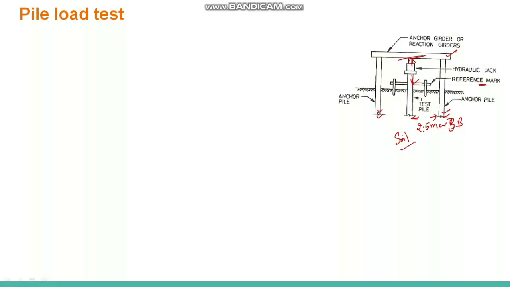And the pile settlement we measure by using the dial gauge with reference to this reference mark that we have shown here. This will not settle, this will be fixed, so that it will give the relative movement of the pile compared to this reference mark.